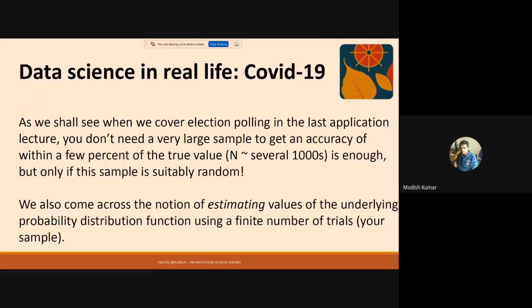So why do we need random sampling? I mean, we can collect samples as per convenience. We can collect samples the way we want.